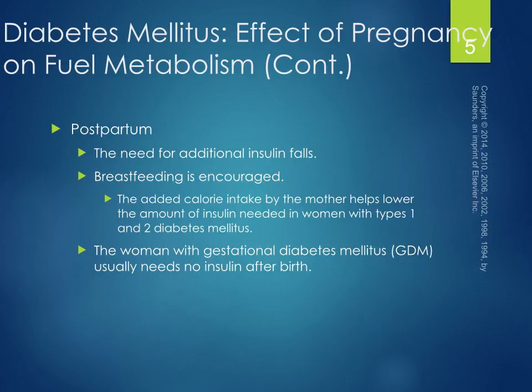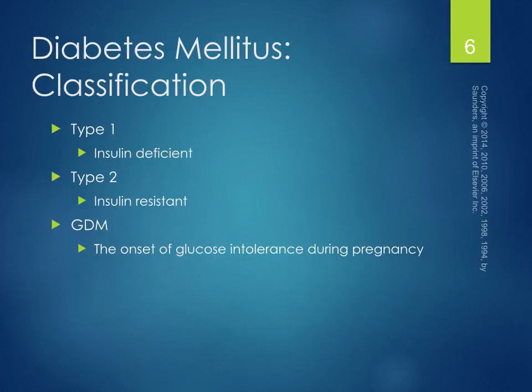Breastfeeding is encouraged for patients who have a history of diabetes mellitus. The added calorie intake by the mother helps to lower the amount of insulin needed in women with type 1 and type 2 diabetes. The woman with gestational diabetes usually needs no insulin after birth, and there will usually be about one fasting blood sugar check to assess their changes in blood sugar in the postpartum period for those patients who had developed diabetes during the pregnancy.